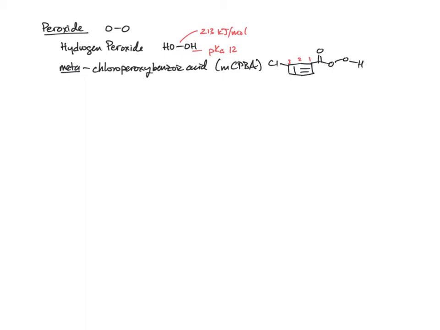So let's look at some reactivity of these reagents. We'll look at reactions with alkenes to form epoxides. So let's look at our first example here. We'll take hydrogen peroxide.